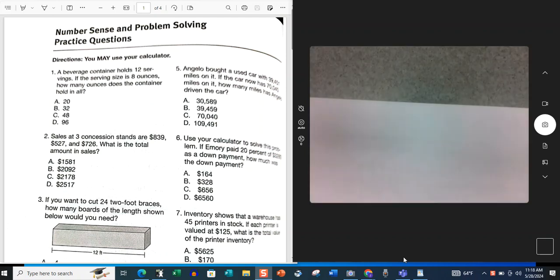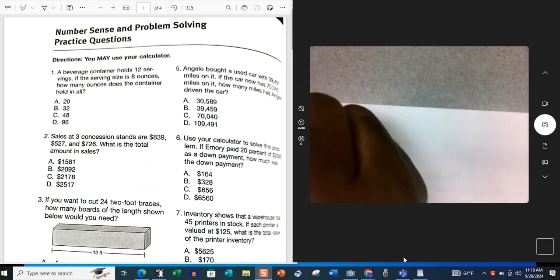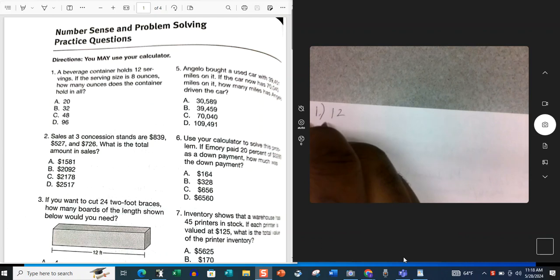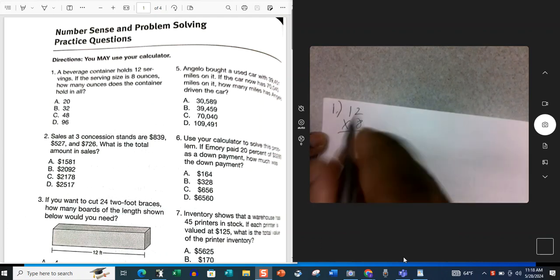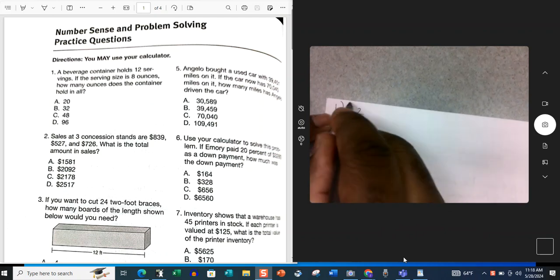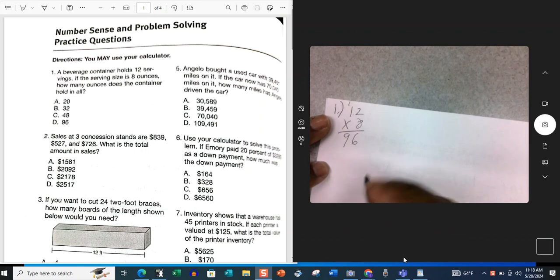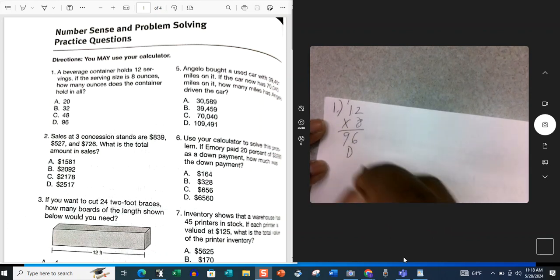So basically, we have a beverage container that holds 12 servings, but it's 8 ounces per serving. So you would do 12 times 8. 8 times 2 is 16. Carry a 1. 8 times 1 is 8, plus 1 is 9. So your answer here would be 96, which would be D.